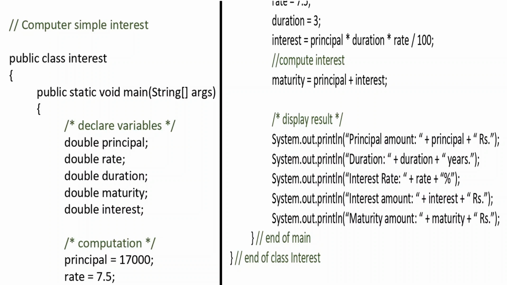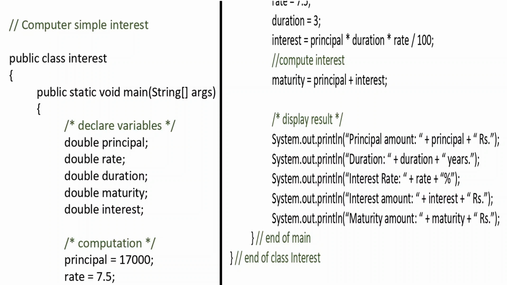Again, the next line is a comment line, slash star and star slash. We are giving comment that we are now declaring variables. And now we have declared 5 variables: principal, rate, duration, maturity, and interest. All these 5 variables are of type double. Then next is computation. We are assigning values to all these variables which we have created. So principal amount, we are making 17,000. Rate of interest is 7.5. Duration is 3.